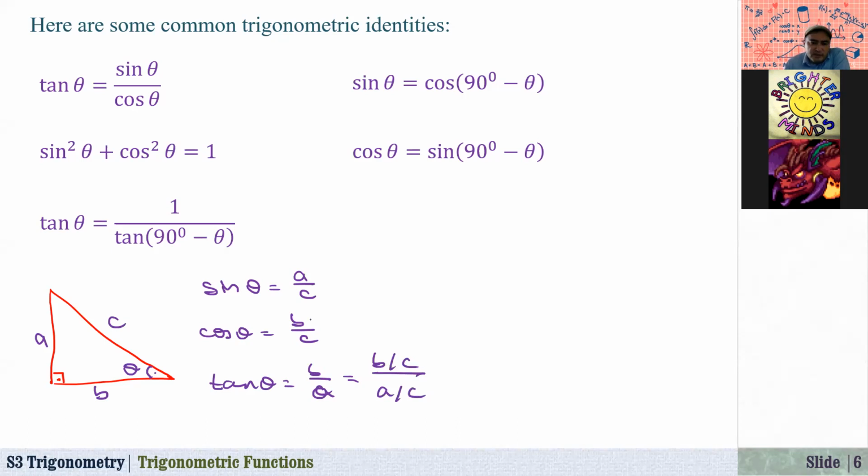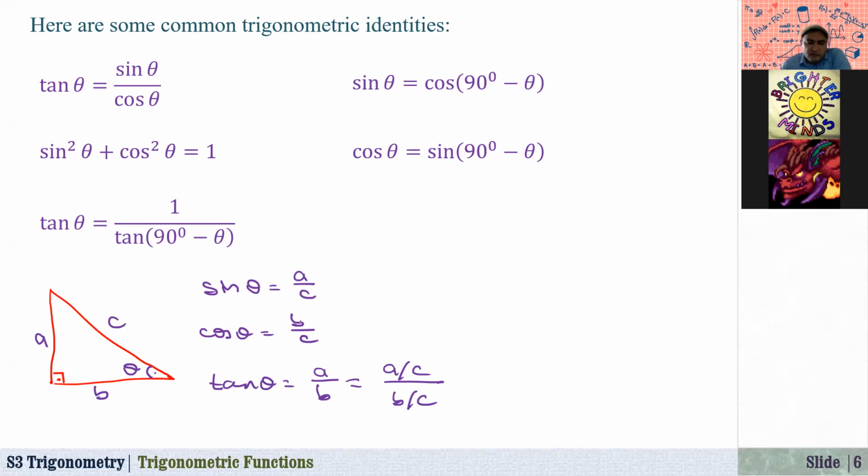And what is A over C? A over C equals sine of theta, and B over C equals cosine of theta. So tangent of theta is A over B, which is equal to A over C over B over C, that is sine of theta over cosine of theta.